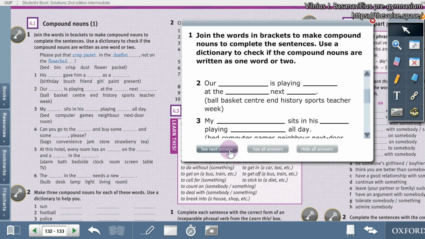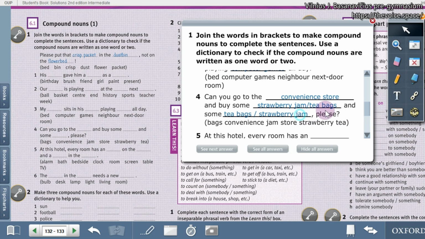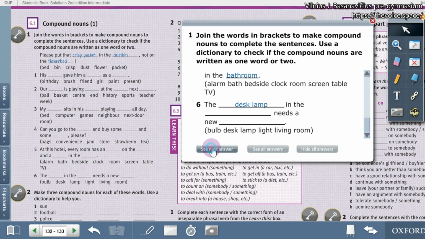Second one. Okay. Third one. Number 4. So as you may see, it doesn't matter, so you may switch those. The 5th one. And the last one.